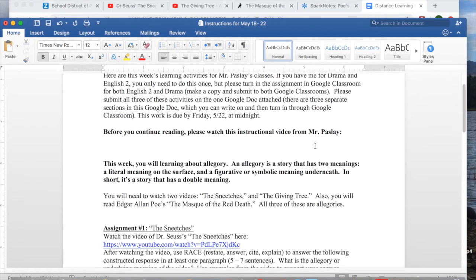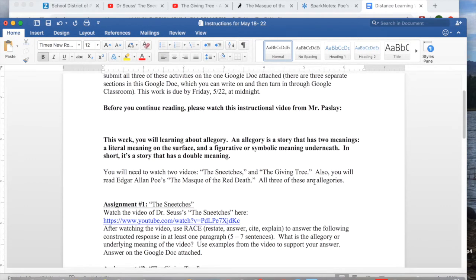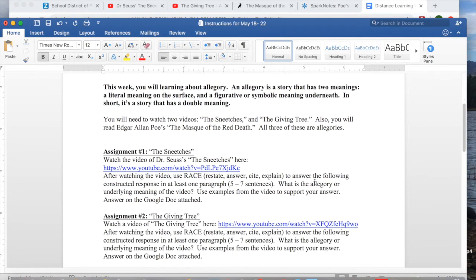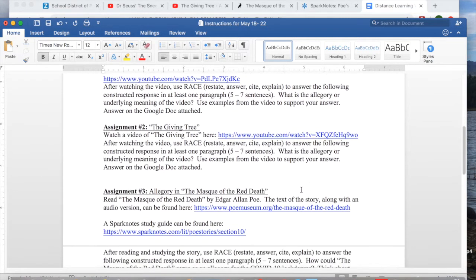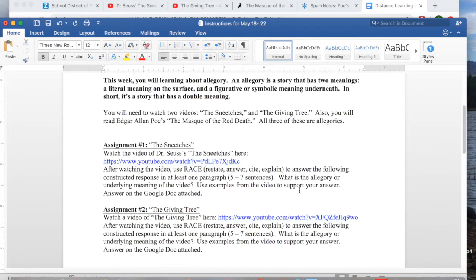All right, so this week you guys are going to be learning about allegory. This is something we would have studied if we would have been in school. We would have studied Animal Farm by George Orwell, which is an allegory. Unfortunately, we're not in school, so I'm still going to show you guys some allegory, but I'm going to break it down into smaller segments. You're going to study 3 allegories: the Sneetches, the Giving Tree, and Edgar Allan Poe's The Masque of the Red Death.